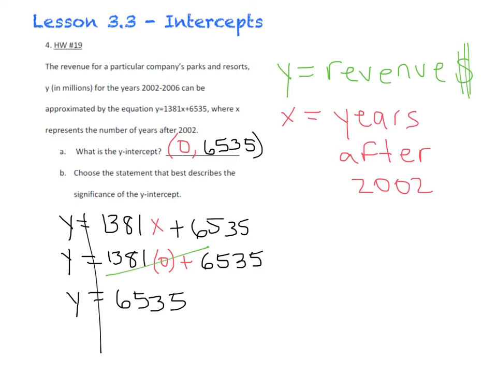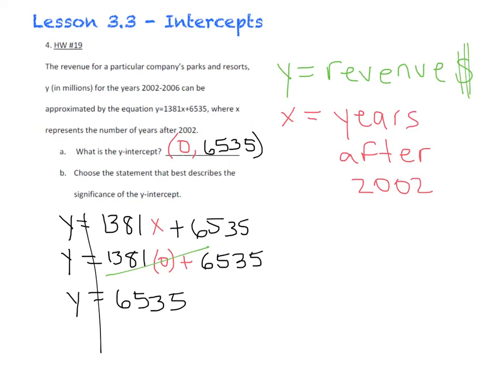So, again, even though this was a word problem, it wasn't a big deal. They wanted the y-intercept, so we just made x 0 and solved the problem. Part B. Choose the statement that best describes the significance of the y-intercept.